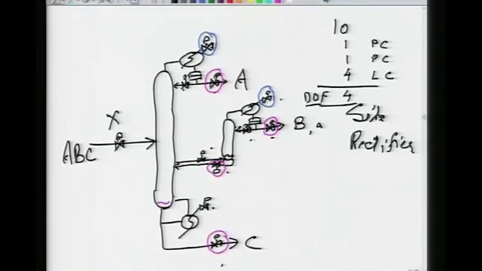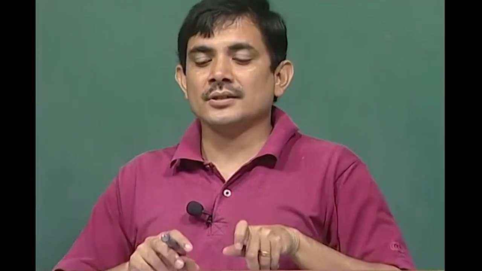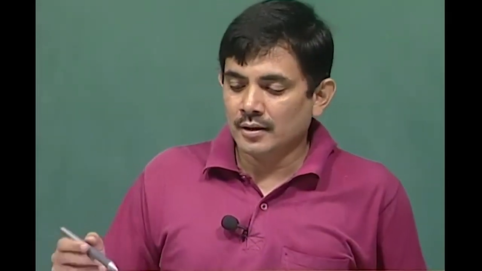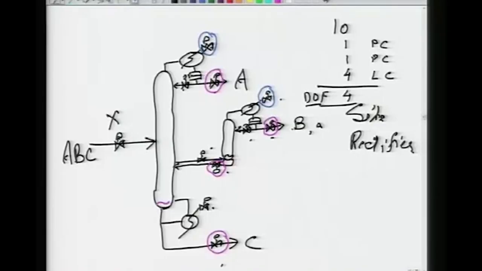The reflux, the amount of side draw that is being taken out, 2. How much reflux are you having in the side rectifier, 3, and how much steam you are putting in the main column, 4, right. So, these are the 4 things that the operator is free to adjust to ensure that he is getting pure A, pure C and pure B or nearly pure B, right.